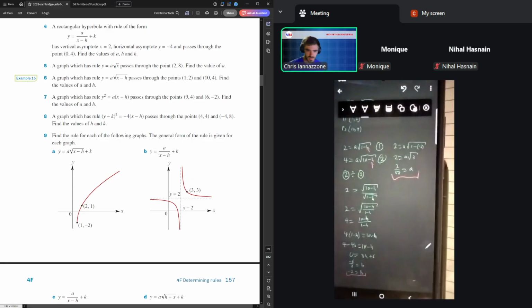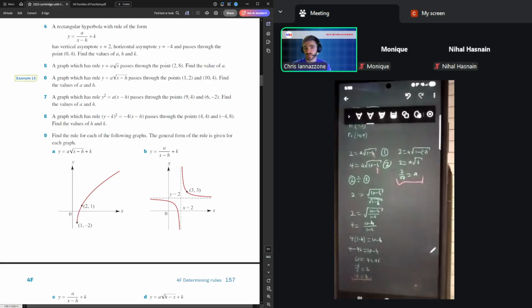Sweet. So yeah, when you have multiple points, the approach is pretty much always going to be a simultaneous equations approach.